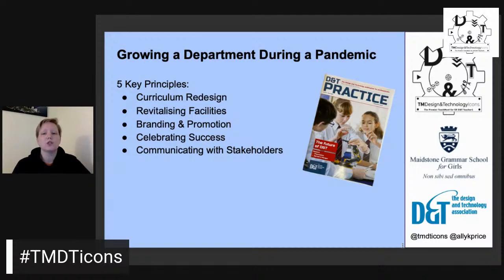Could you run a competition, not just for students, but have a staff category as well? And it's all just about raising that profile. And that can really, really develop your department within your school, within your local area, depending on how far you want to go. But it's definitely something to think about.